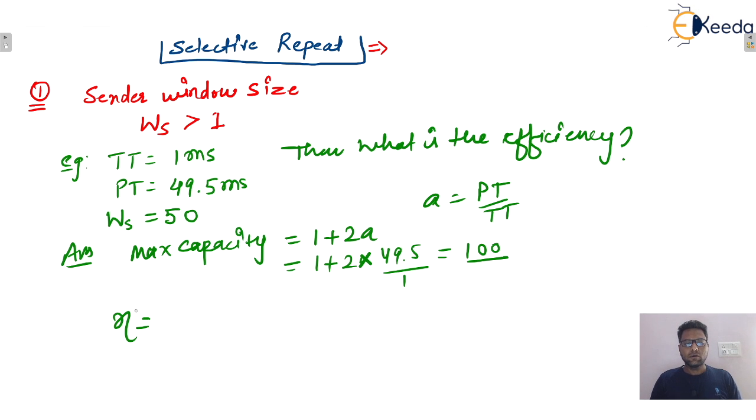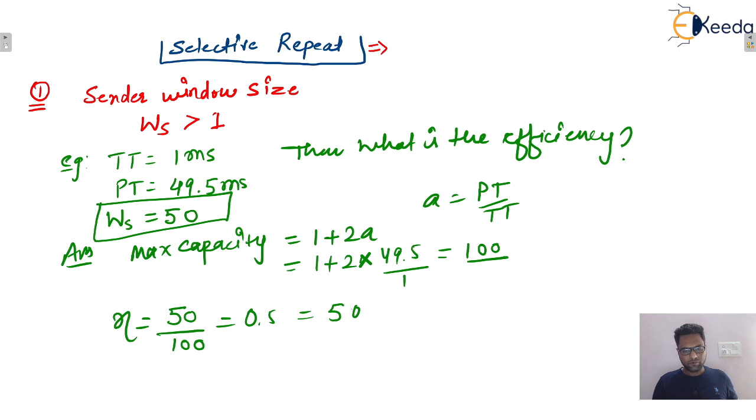But here only the sender window size is given, that is 50. That means 50 packets are going to be transmitted in the total cycle time. So efficiency will be 50 upon the maximum 100, so it is 0.5. We can say that 50% will be the efficiency.